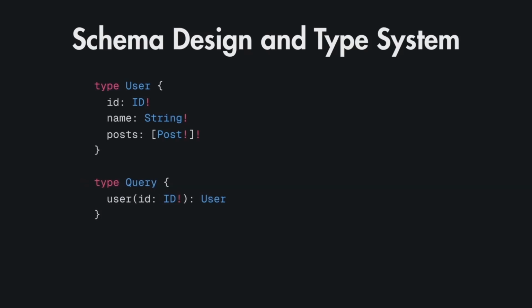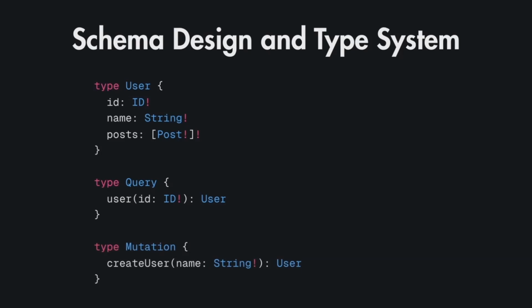Next, we have queries to read data. So this is the equivalent of doing GET requests in RESTful API. You specify the query and the function of this query. This can be the user query, which fetches the user with a specific ID. And also the return type of this query, which in this case is the user type that we defined above.